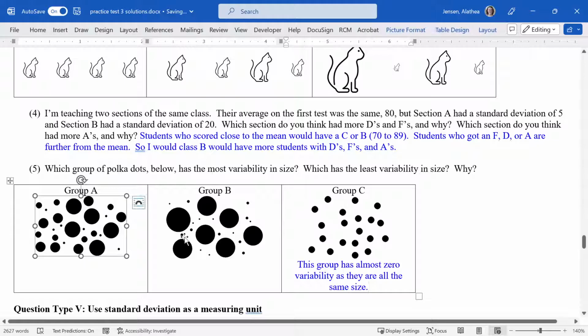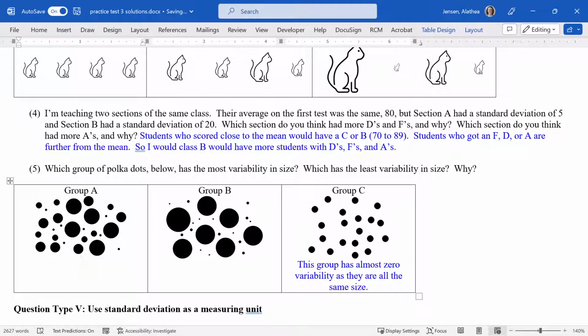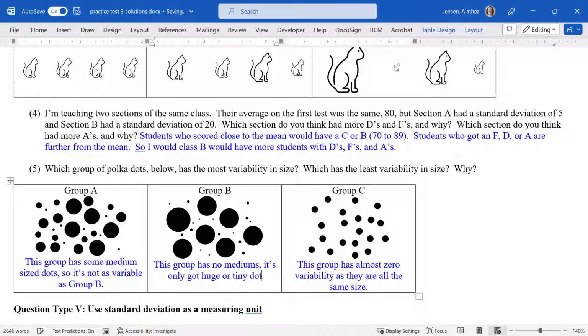Okay, now between these two, which one has more variability? So what you want to look for is the mediums. This group B has no medium-sized dots. It only has tiny or big. This group A has some medium-sized dots, like this one or this one. So this one has some medium-sized dots, so it's not as variable as group B. So that one I would say the variability is in the middle. This group has no mediums. It's only got huge or tiny dots. So this has the most variability.